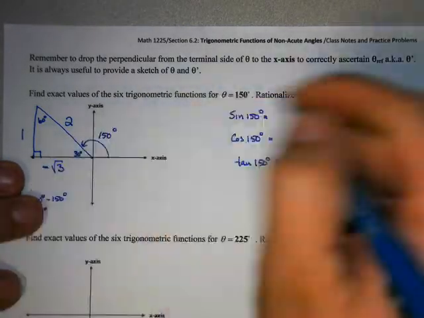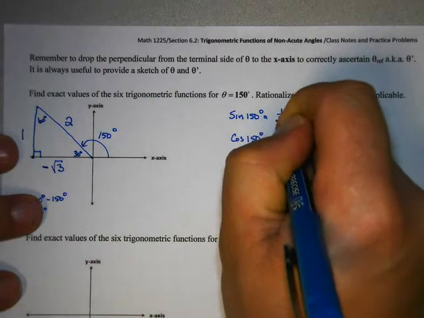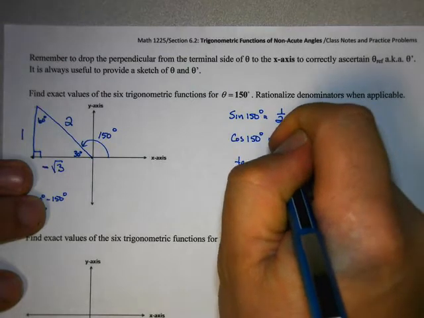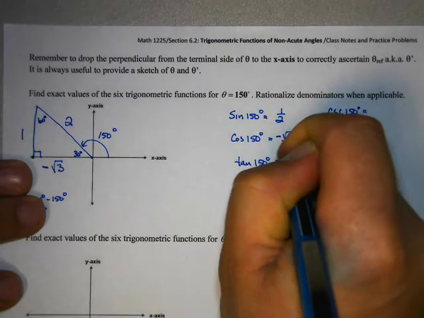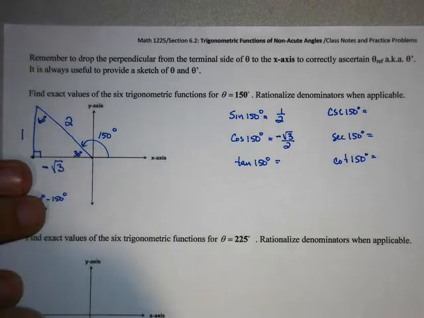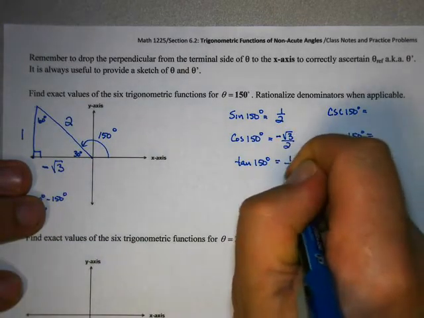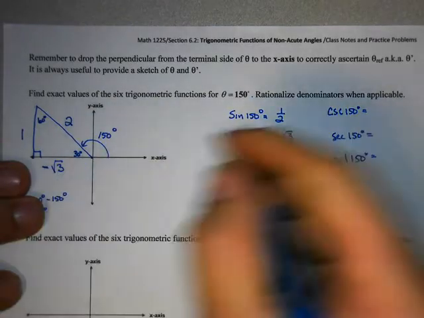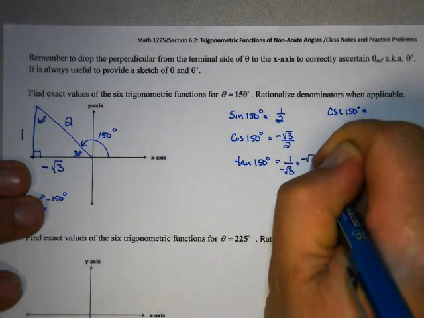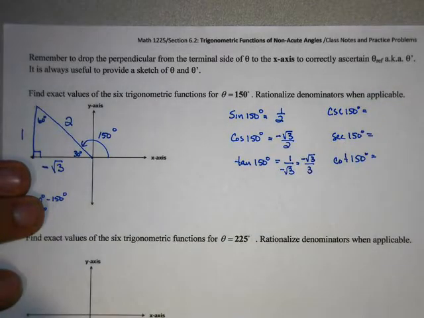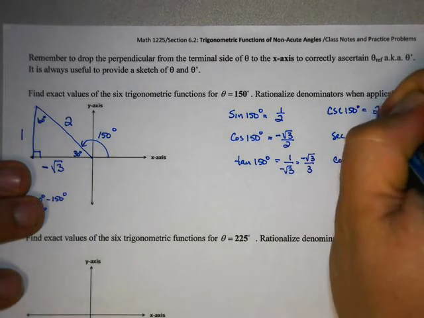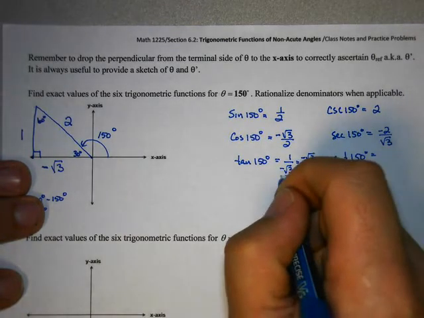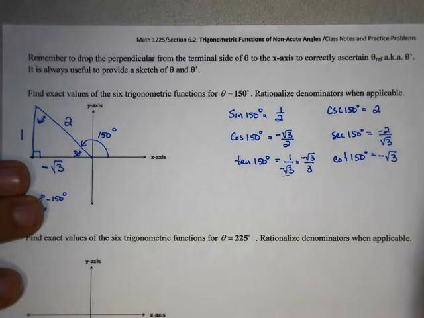Sine of 150 degrees is going to be 1/2, opposite over hypotenuse. Cosine is going to be negative square root of 3 over 2, adjacent over hypotenuse. Tangent is going to be 1 over negative square root of 3, opposite over adjacent. So this is equal to negative square root of 3 over 3. Now the reciprocals: 2, negative 2 over the square root of 3, and I'm going to use this one, negative square root of 3.